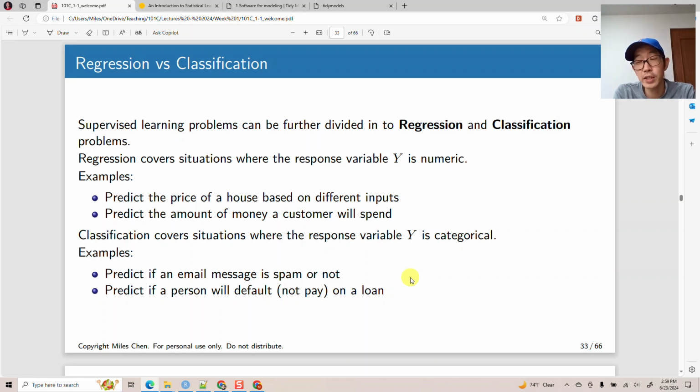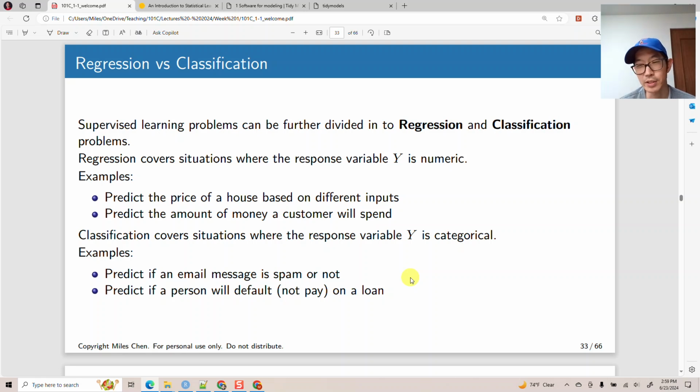Classification, on the other hand, is where you predict a categorical variable. So, is this email message spam? Yes or no? You need to categorize it. Is this person going to default, or not pay on the loan? If you're a bank and you're going to lend somebody money, the worst thing that can happen to the bank is that the person borrows your money and doesn't return it.